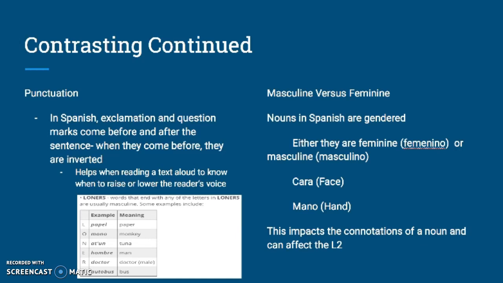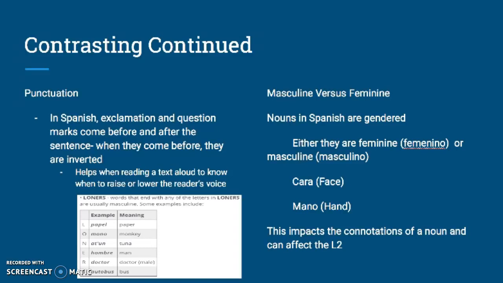Punctuation differs significantly between these two languages. In Spanish, exclamation and question marks start and end every sentence that requires them. Further, these marks start inverted at the beginning of a sentence, and this allows the reader to see that when they are reading out loud, because this is a poetic language, the reader needs to raise or lower their voice.